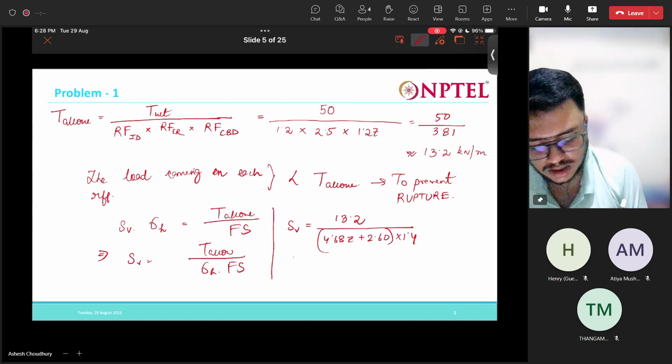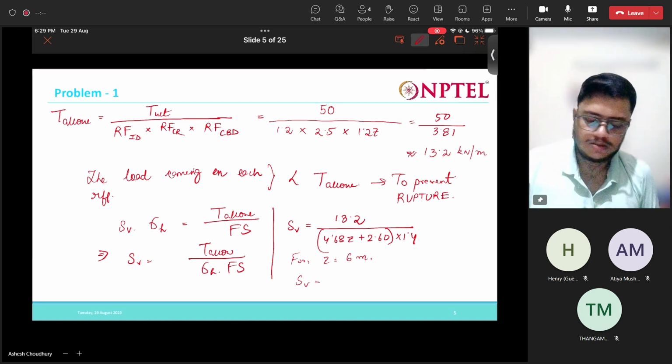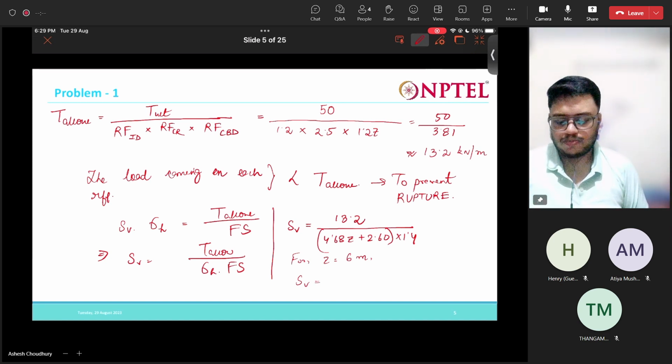Okay. So for z equal to 6 meter, how much is SV? Well, let us calculate 13.2 divided by 4.68 into 6.